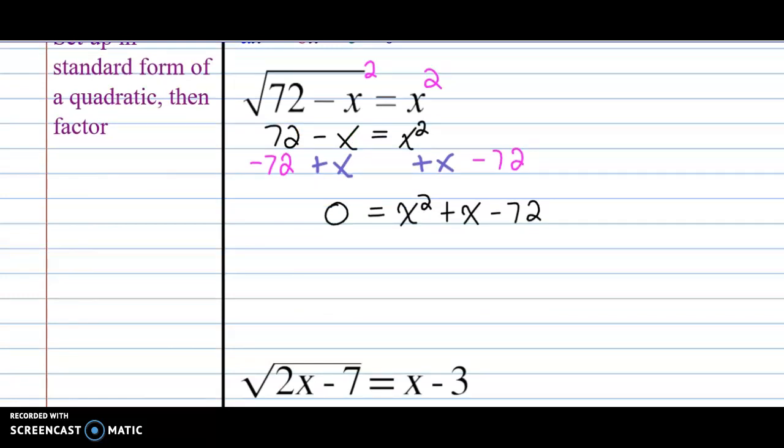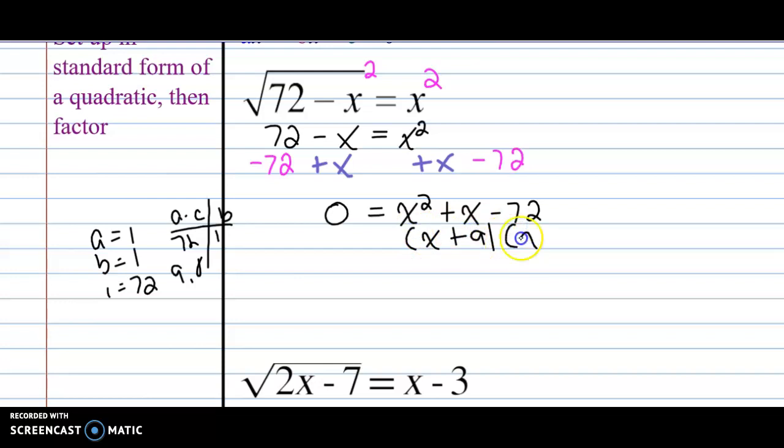Okay, remember our ABC. A is 1, B is 1, C is negative 72. So I multiply A times C, whose sum is B. And A times C is 72. My B value has to be 1. So factors of 72, well, the one that works is 9 and 8. Okay? So 9 has to be positive and 8 is negative. So I write this as x plus 9 and x minus 8.